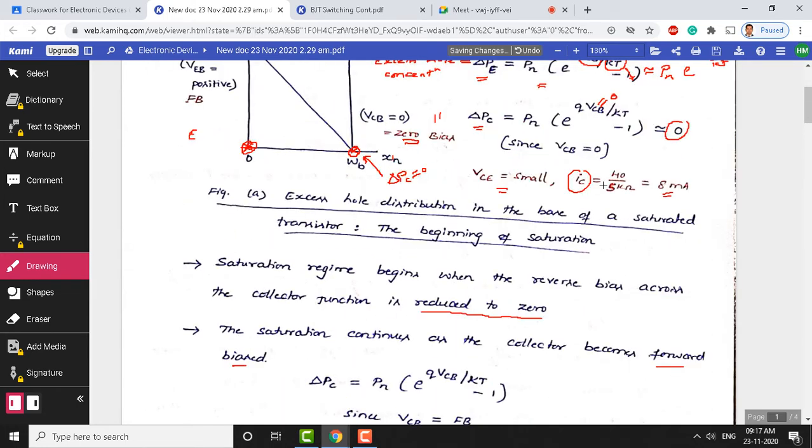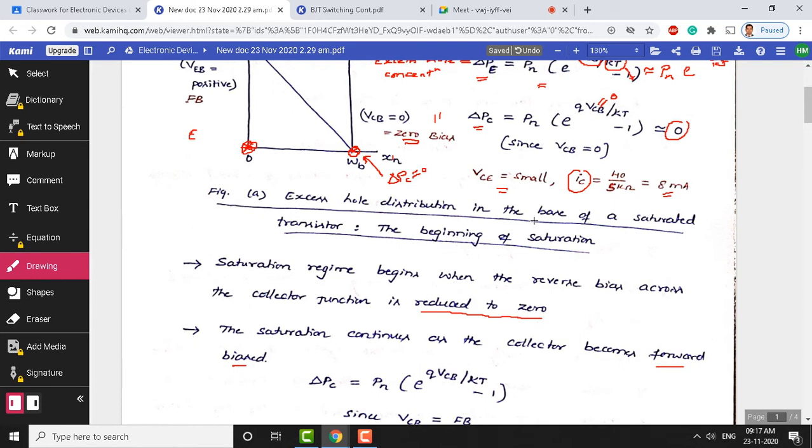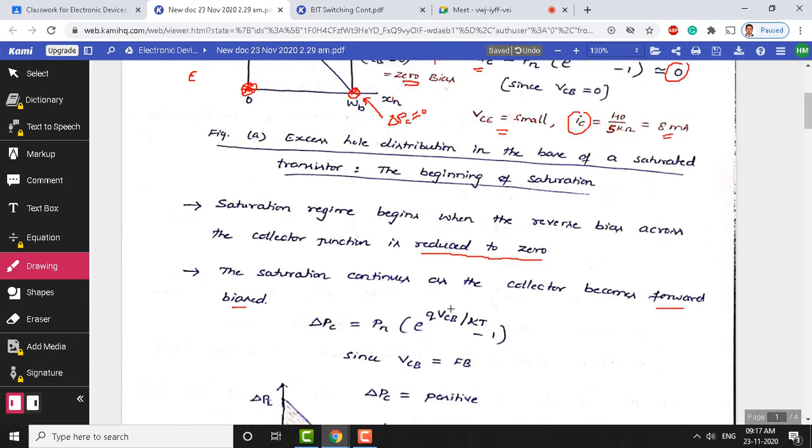Again I am rewriting the same delta PC equation. We have seen this for 0 collector base voltage. Now let us see when VCB is going to be large. It is a positive value because we are applying forward voltage to the collector base junction. This is forward biased, so this value becomes very large. Again same scenario, Pn into e to the power of 1 can be neglected here, and Q times VCB by KT becomes very large, right?